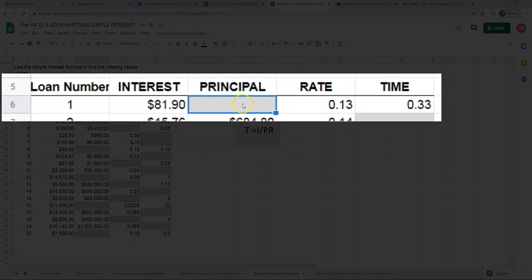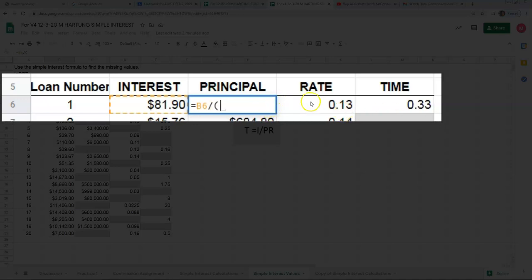We need to find this missing value here, so we're going to utilize this formula to find P within the I equals PRT formula. So we'll start with that equal sign. Click on I, interest. So it's going to be interest divided by. Now we have to be careful here in that we have learned in our algebra class that we have to use parentheses to control the order of operations. So we've got to put R times T in parentheses to make sure that the R times the T, the multiplication, occurs before the division.